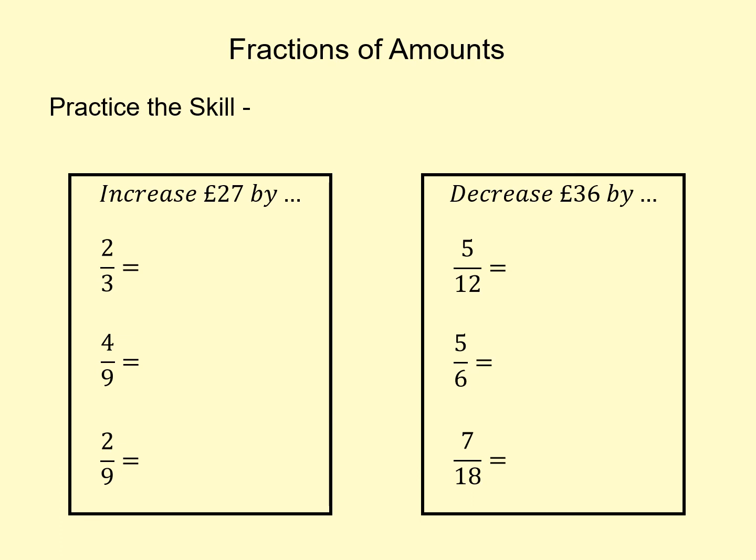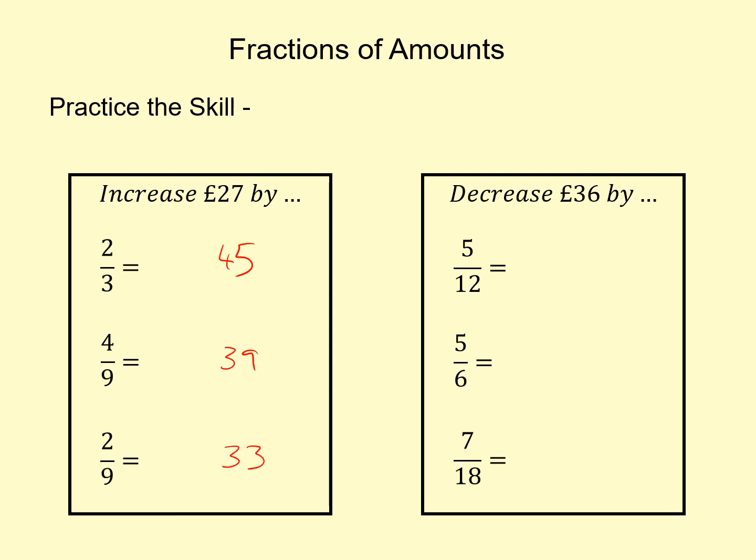Right, okay, so looking at those answers, we had increase 27 by 2/3. So think, well, 27 divided by 3 is 9, times by the 2 is 18. So we're doing 27 add 18, which gets us 45. Next up, 27 divided by 9 is 3. 3 times by the 4 is 12, so we're doing 27 and 12, which is 39. Next we're doing 27 divided by 9, which is 3. 3 times 2 is 6, so we're adding 6 on, and that one gets us 33.